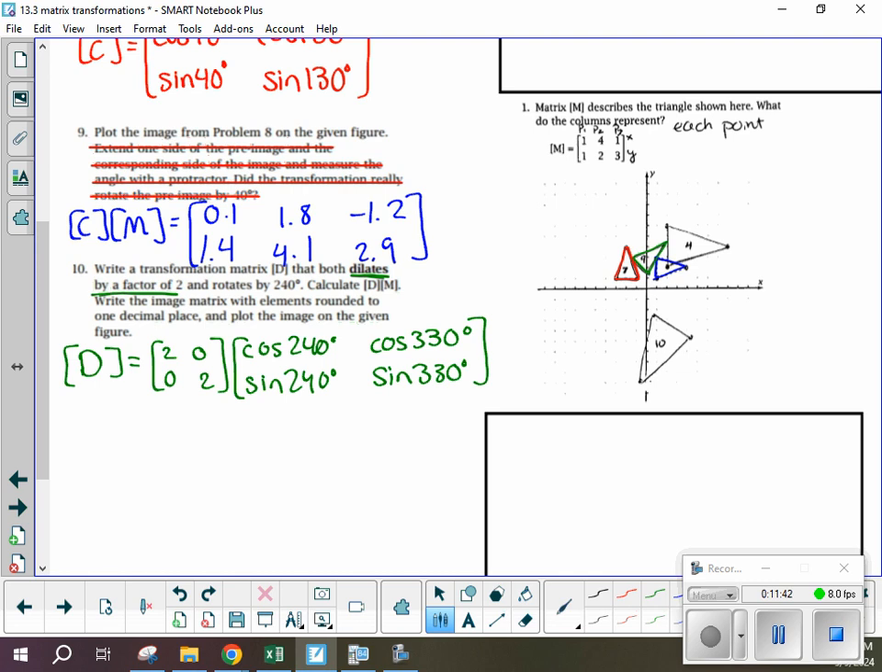Forget about even using the pre-image yet. If we just multiplied those together, it would throw a 2 in front of all of these sine and cosine terms, because remember, that doubled every number. So to do both at once, it is a little different than just 2's along the main diagonal. We're actually going to throw 2's everywhere. So 2 times cosine of 240, 2 times sine of 240, and then do the same with 330.